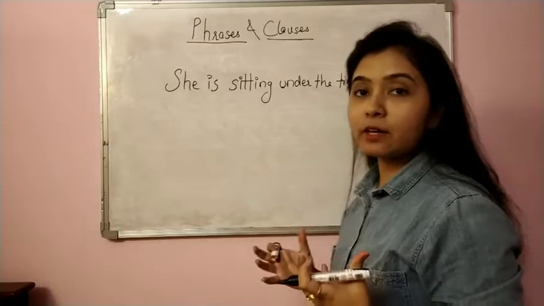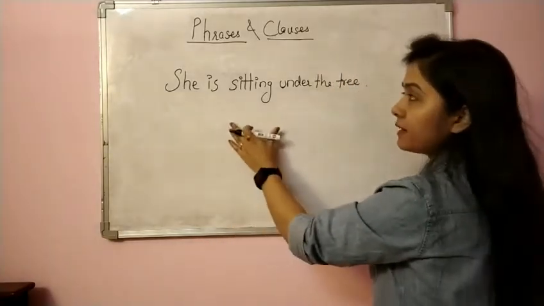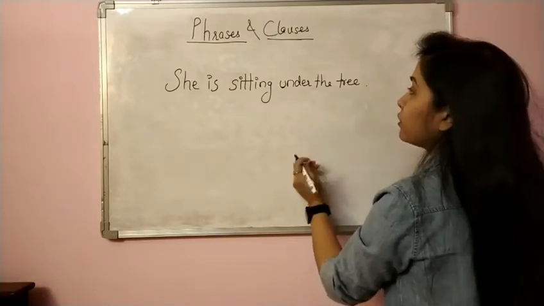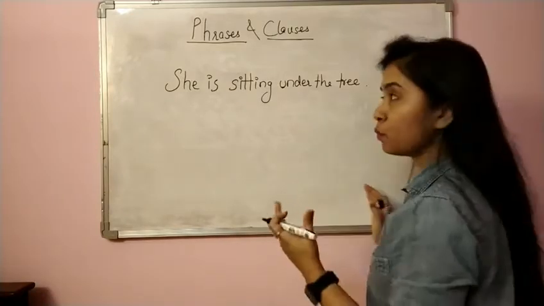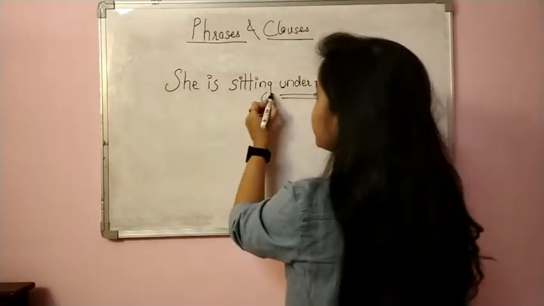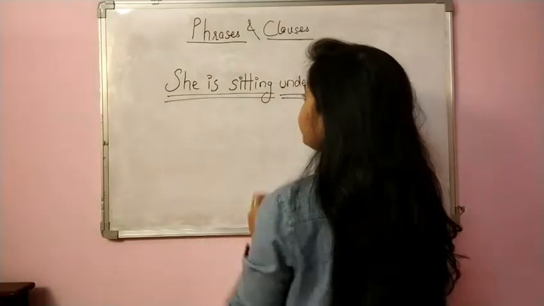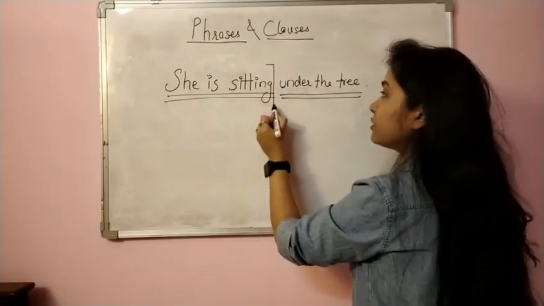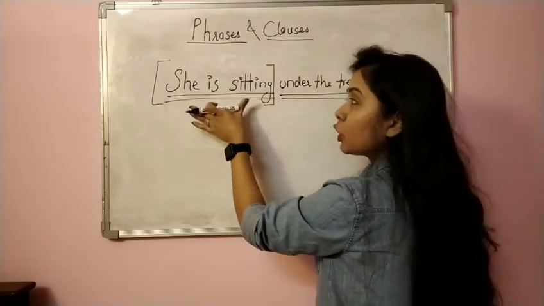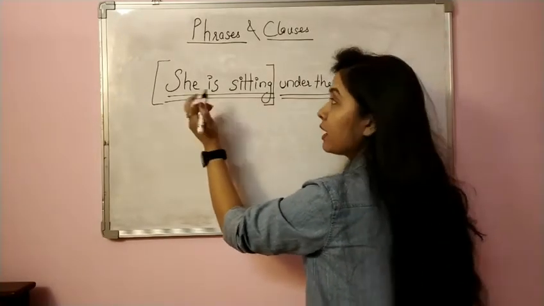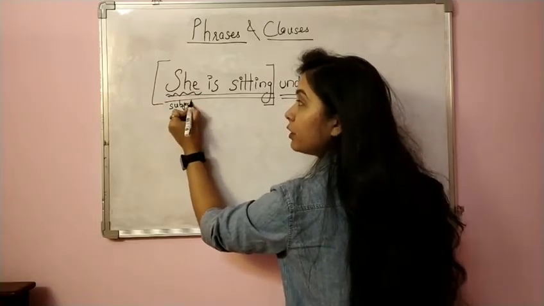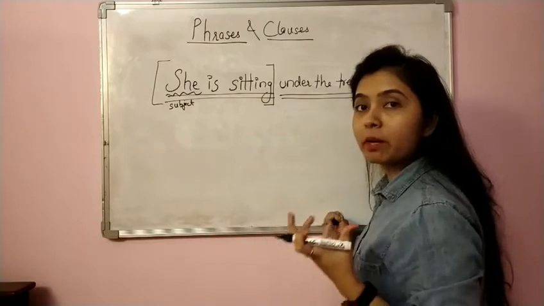Now let's understand what is a clause. Read this sentence. She is sitting under the tree. Okay. So let's divide the sentence into two parts. Under the tree will be one part and she is sitting will be the other part. So now just read this part. She is sitting. So this is a group of words which has a subject here. This is the subject. I've already told you about subject and predicate in my previous video.